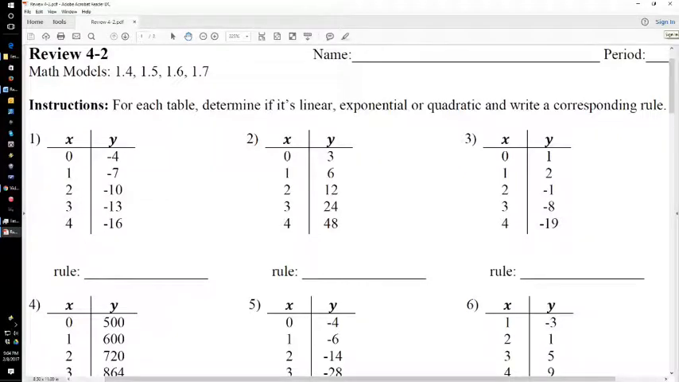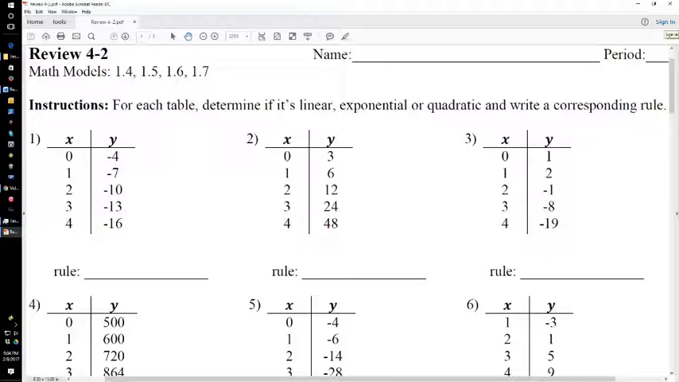Okay, this is the review 4-2 for math models. The instructions state: for each table, determine if it is linear, exponential, or quadratic, and write a corresponding rule. Basically, what we mean by rule is write the corresponding equation. All right, so real fast, let me write them up here.